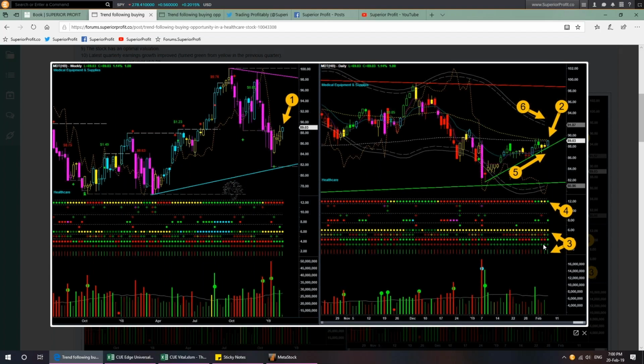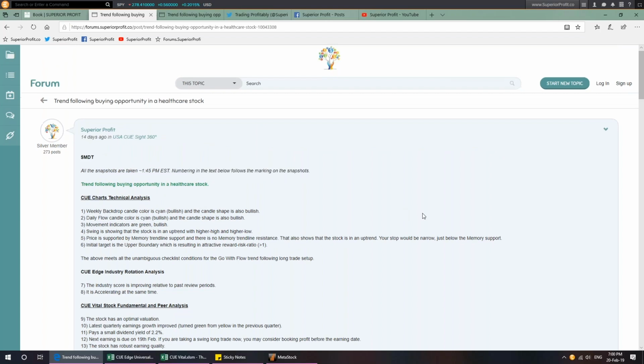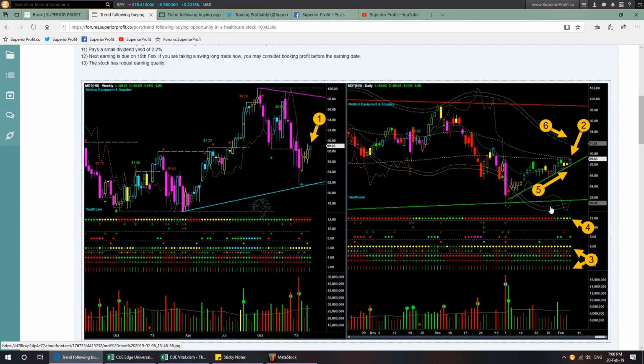That is how I identified the trade, and we always share analysis as of that day. We don't look back and claim that, oh, this is a great analysis looking back. Not so. I posted it 14 days ago. That is how the stock looked like at that time at the right side of the chart.